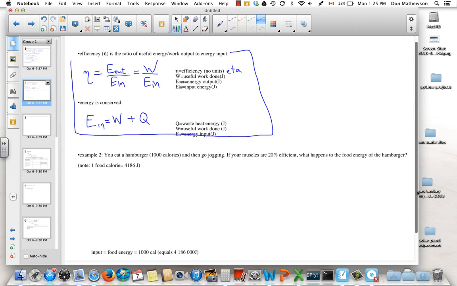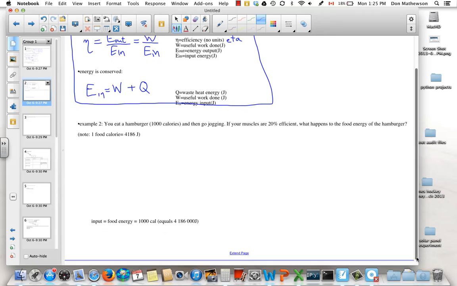Well, with 1,000 calories, you have just ingested 4 million joules, because a food calorie is 4,186 joules. Okay, so I think there's a picture of a burger that's missing here. 1,000 calories is a lot of food energy. So this is probably like a double Big Mac, a milkshake, and an extra large fry.